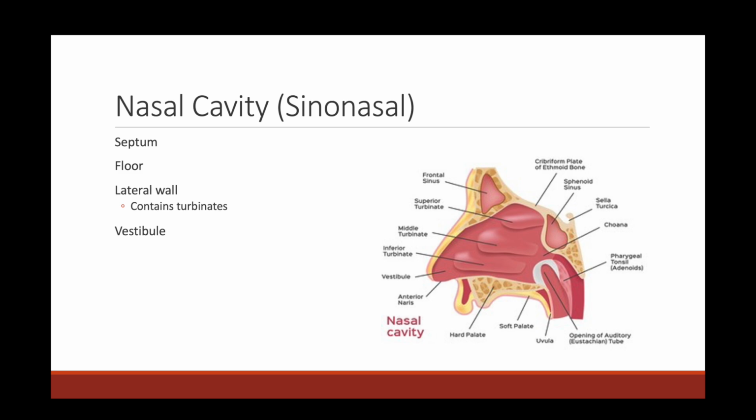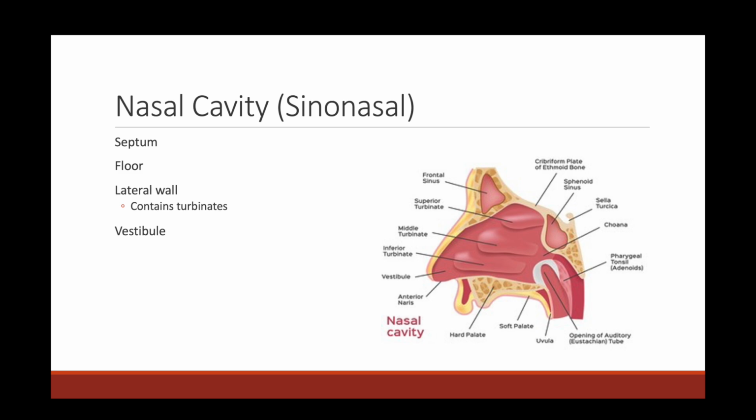With the nasal cavity, it's kind of easy because the structures that are part of the nasal cavity are all the boundaries of the nasal cavity as well. They make up the walls of the nasal cavity. So the floor refers to the bottom of the nasal cavity. The septum is the medial border of the nasal cavity, and then the lateral wall is what contains our turbinates, so the inferior, middle, and superior turbinates. And then there's also an area known as the vestibule, which is the area just inside the nostril that is the opening of the nose and the mucosa that's just there.